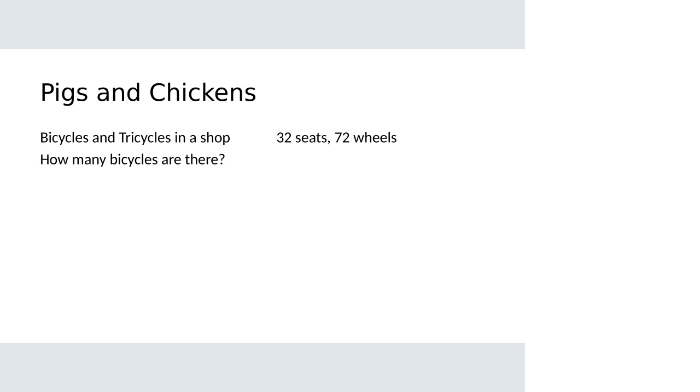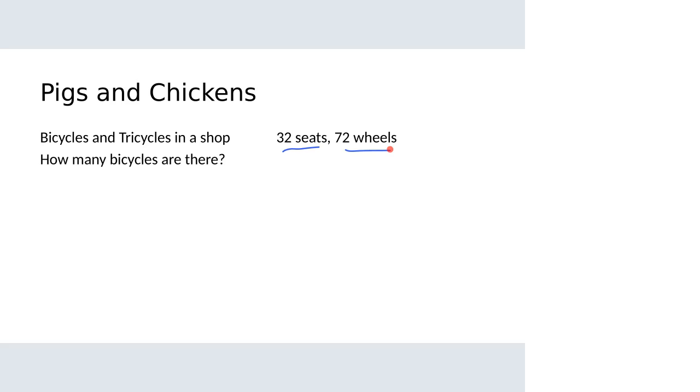How many chickens? Another way to ask a question like this would be, there are bicycles and tricycles in a shop. And when counting, you count up 32 seats and 72 wheels. And then the question says, how many bicycles are there? It could also ask for how many tricycles, but this asks for how many bicycles. And there's a couple of different ways you can do this.